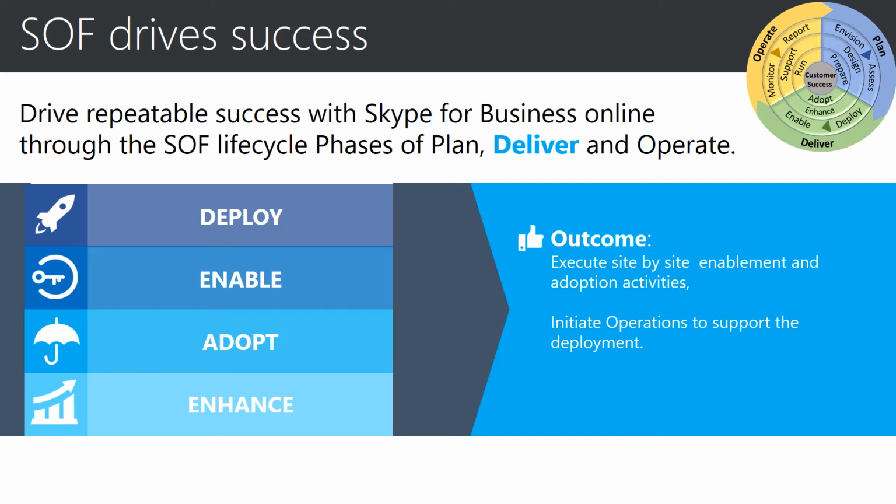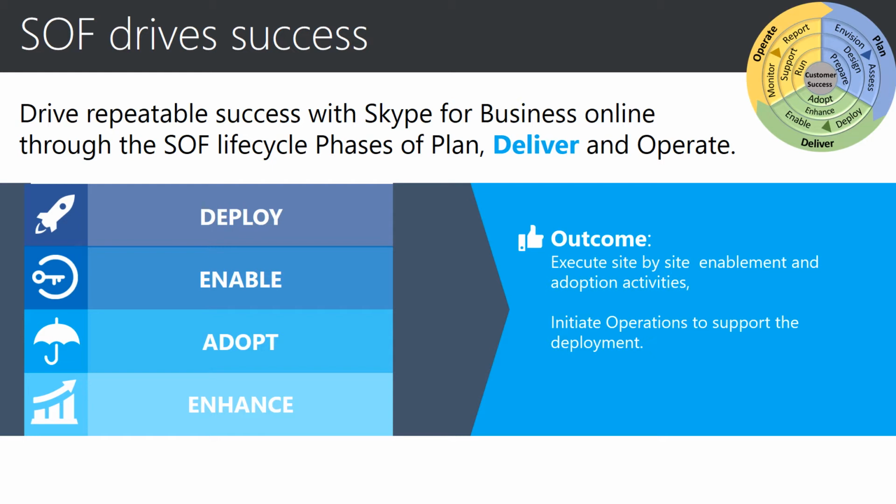So if we look at the deliver phase now, deliver is made up of 4 stages: deploy, enable, adopt, and enhance. Delivery or migration to the cloud service takes place typically on a site-by-site basis, which requires coordination between teams and, when undertaken correctly, drives adoption, user satisfaction, and long-term use of the service, enhancing business processes that leverage communications. The key stages are deployment of clients, peripherals, and room systems, enabling users and initiating operations, driving adoption, and looking for new opportunities for further enhancement as you deploy.